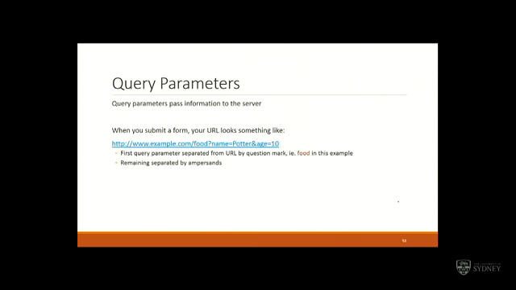Query parameters. When you pass information to the server, at the end of a URL you can have a question mark, and then after that, you can have a set of ampersand separated name value, property value pairs. So let's say I want to call the example.com food file. I want to open that, but I want to pass it two parameters.